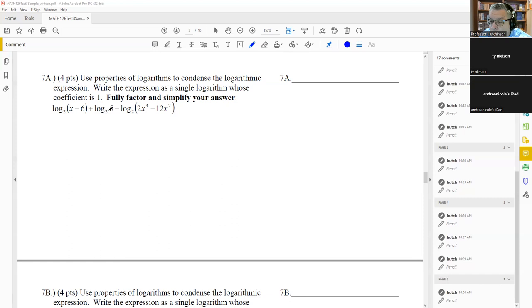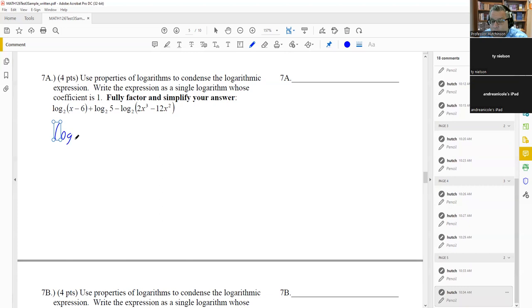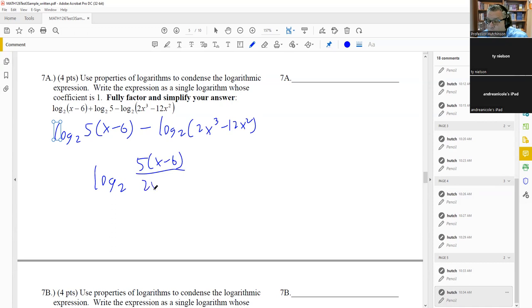So what we're going to do is we want to actually put this back together as a single logarithm. So first, the plus here, we can just turn that into 5 times x minus 6. It doesn't matter the order. I'll put the 5 out front. Usually the numbers go out front in front of the algebra, the variables. Then we have a minus, I'll just leave this the same for now. Then we're going to put this together as a single log. So a minus will turn into a single log, the 5 times x minus 6, and then on the bottom, 2x cubed minus 12x squared.